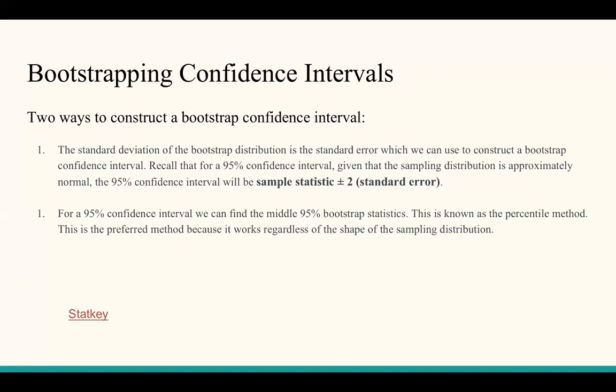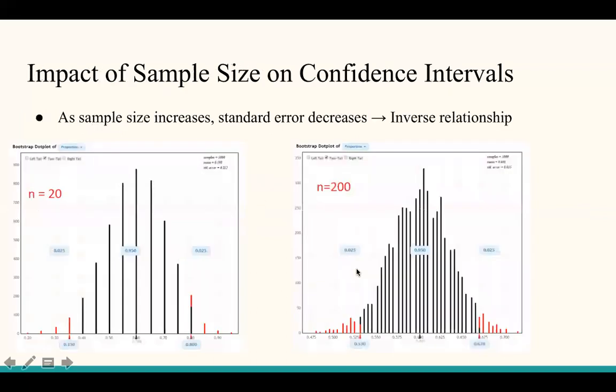So it would just be changing the 2. And then you can find the middle 95% of bootstrap statistics if you're doing a 95% confidence interval. This is called the percentile method. It's actually preferred because it works regardless of the shape of the sampling distribution, and it's very easy to do when you're using it in StatKey as well.